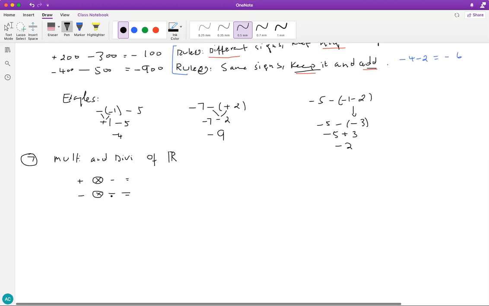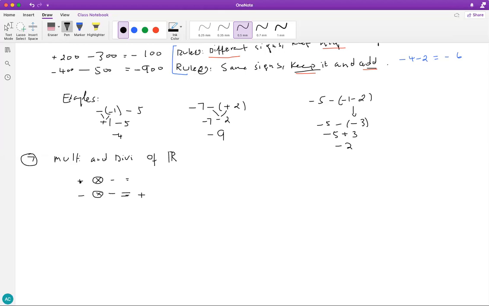What's a negative times a negative? It would be a positive? That's right, a negative times a negative is always a positive. We don't need to know the values of the numbers. We do that when we have addition and subtraction. But for multiplication and division, we just need to know the signs.